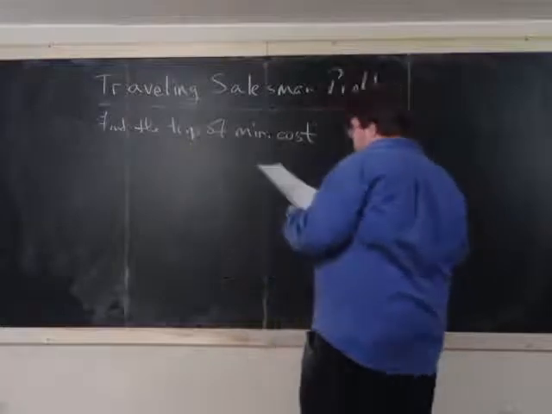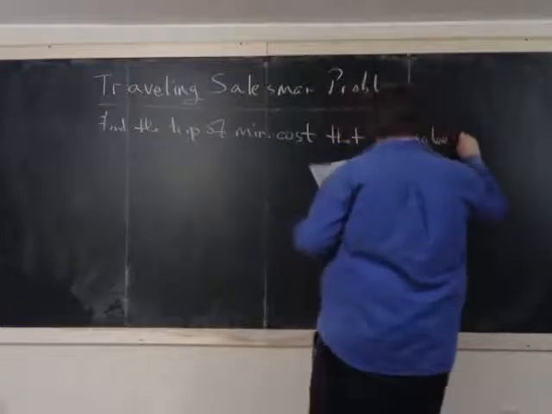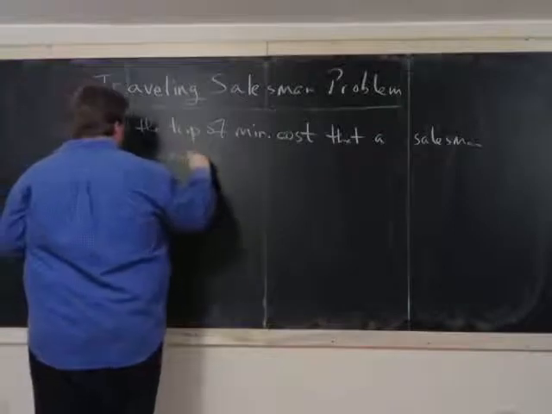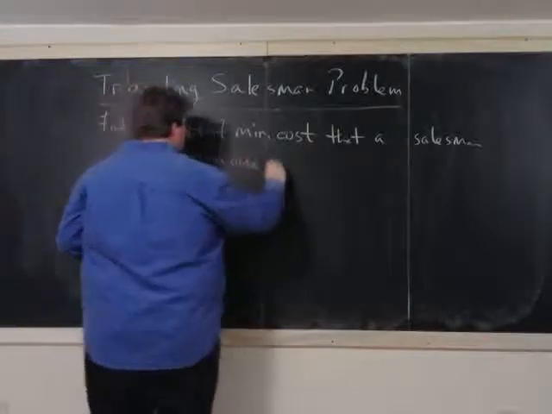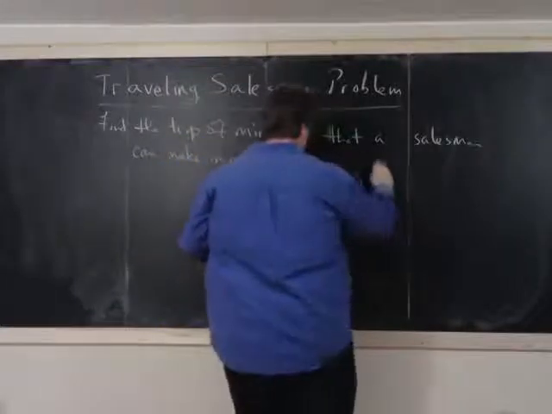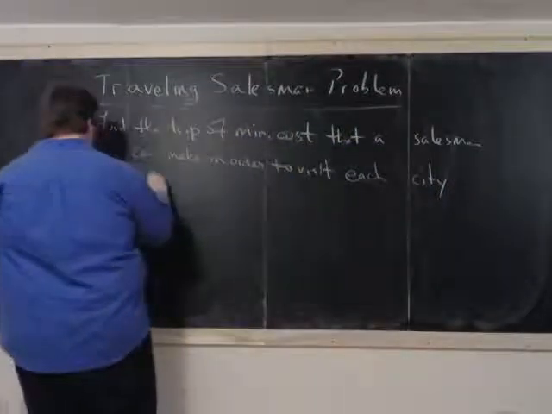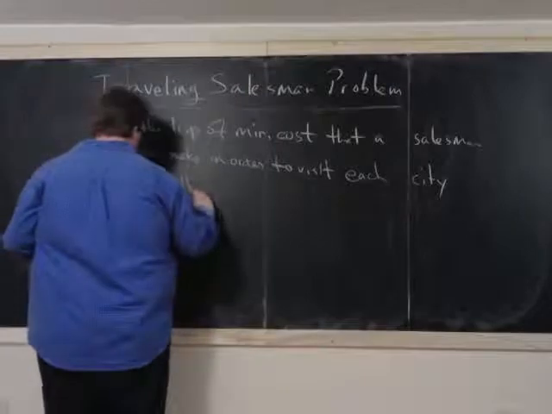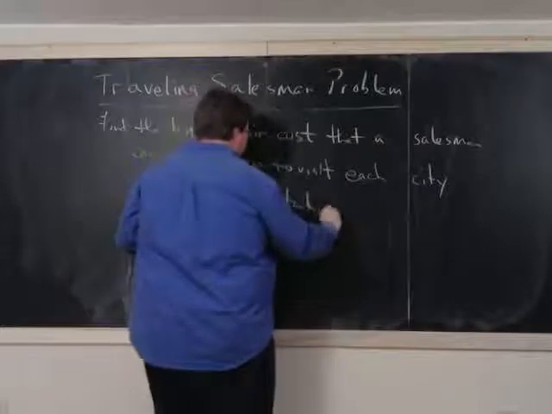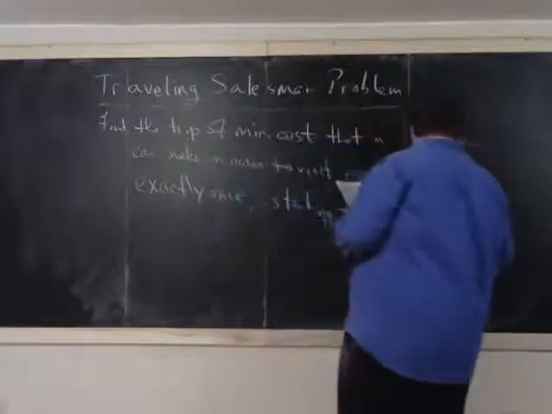So find the trip of minimum cost that a salesman can make in order to visit each city exactly once, while starting and ending in the same city.